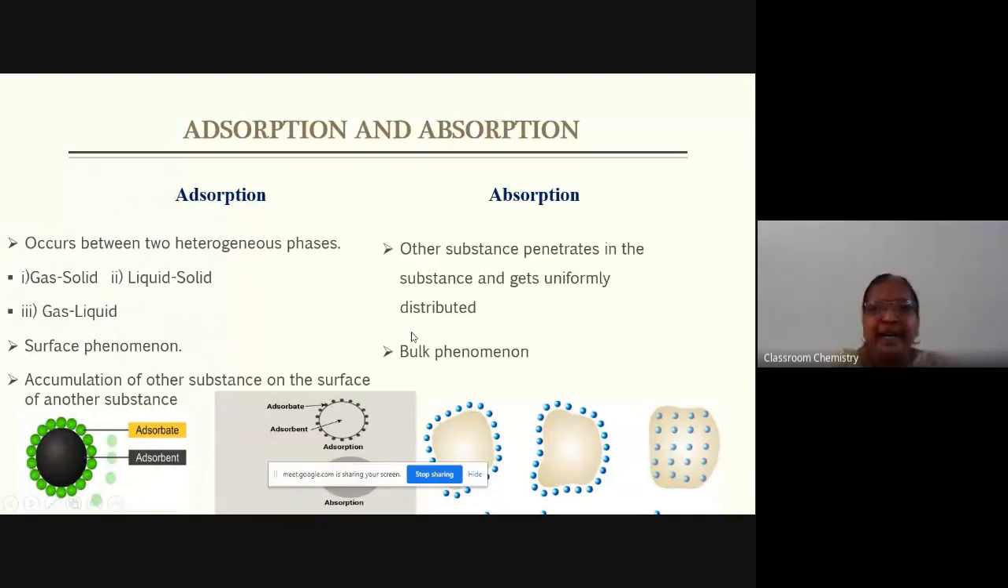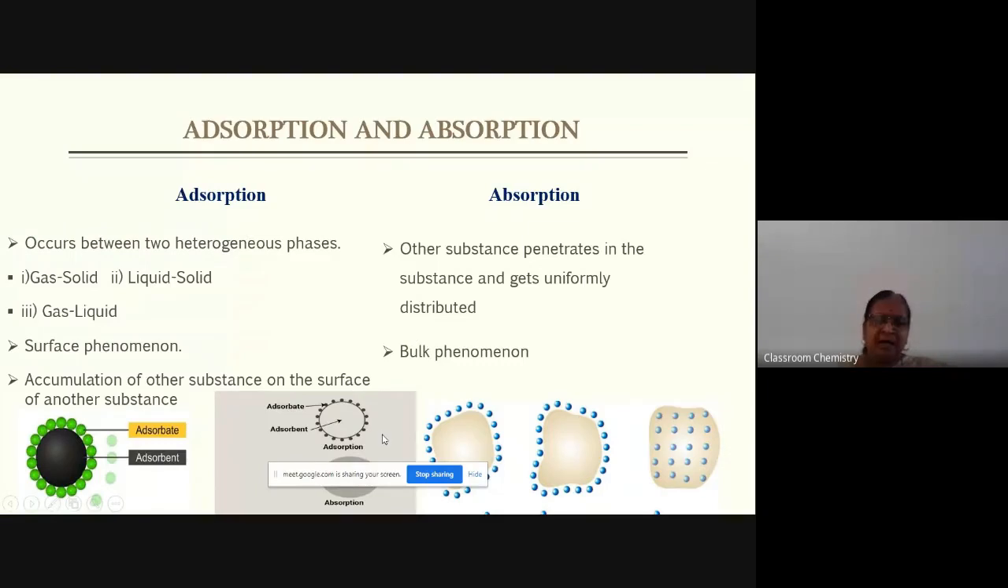The water will penetrate in the body of the sponge and get uniformly distributed in the body of that other substance. It does not accumulate on the surface; it penetrates within the body of the substance and gets uniformly distributed. It is the bulk phenomenon. Means absorption is the bulk phenomenon.